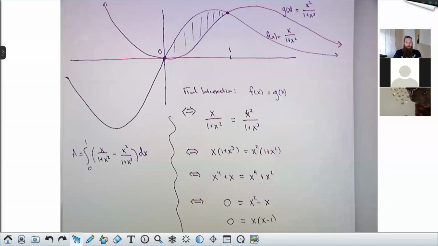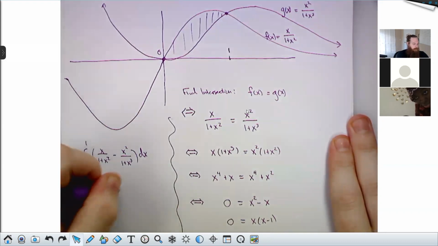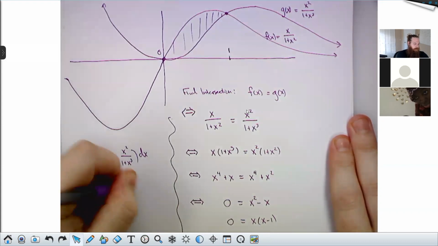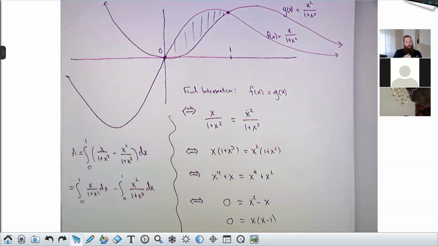This is a case where I would want to split the integral up. So I would handle this as the integral from 0 to 1 of x over 1 plus x squared dx minus the integral from 0 to 1 x squared over 1 plus x cubed dx. There might be other ways to do this, but this is what comes to mind for me because I know how to handle this guy and I know how to handle this guy. Who can help me with the first integral here?